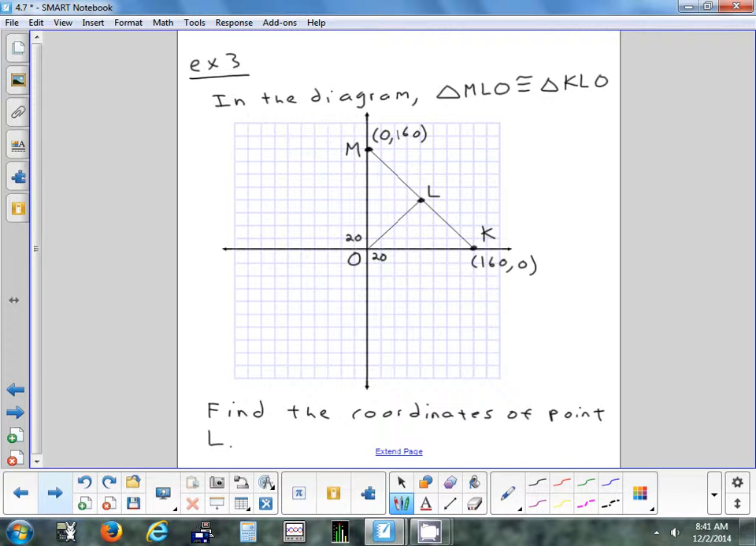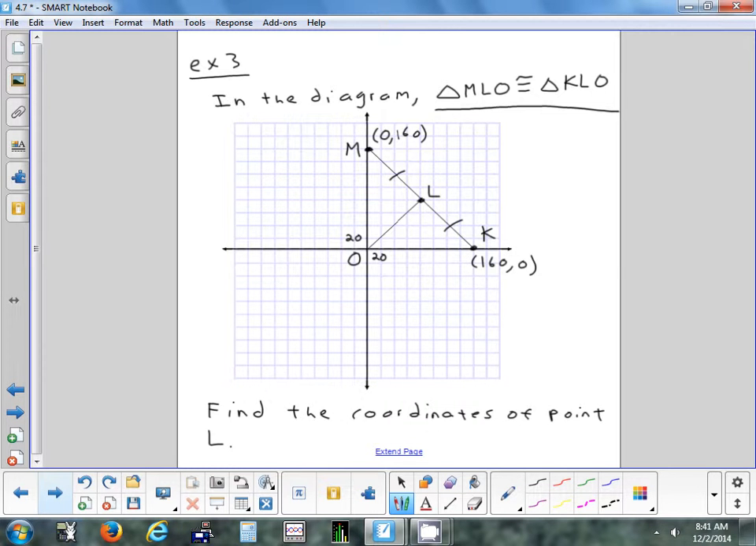I know we can kind of just look at it on the grid and figure it out, but let's use this fact. Anybody think, how can you use that fact? Triangle MLO is congruent to triangle KLO. What does that tell me about L? That makes L something special. Yeah, we know that ML is congruent to KL because of CPCTC, corresponding parts. So if that length is equal to that length, something in the middle, that's the definition of a midpoint. So let's use our formula to find the midpoint.